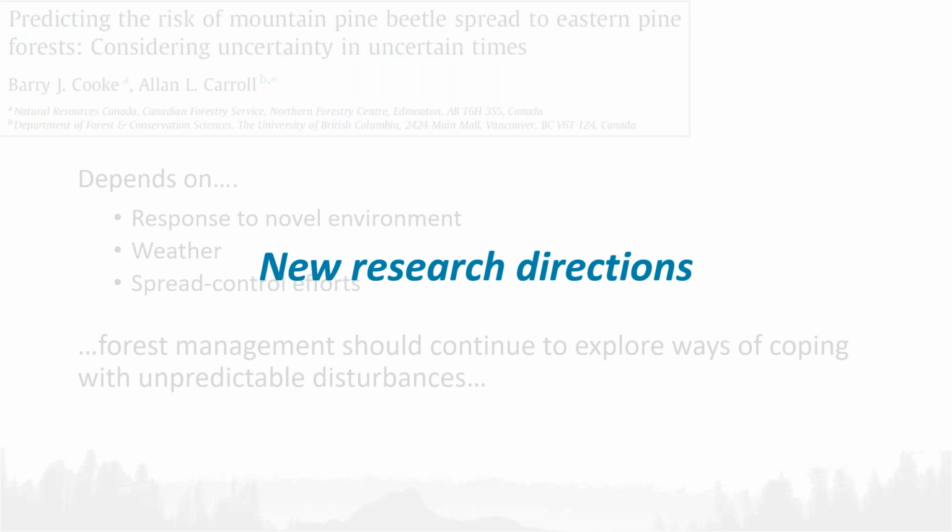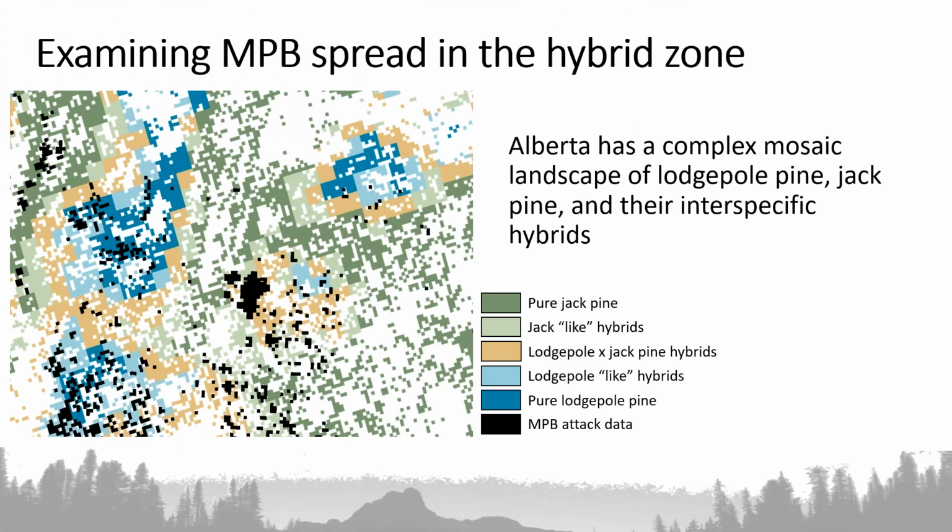And so one of the ways I'm looking at this is I'm trying to examine mountain pine beetle spread in the hybrid zone. So in Alberta, we have this really complex mosaic, actually. So what I've done here is I've used genetic ancestry to predict where hybrids and pure species are going to occur. And this is just a zoomed in spot on the map showing you how complex this is.